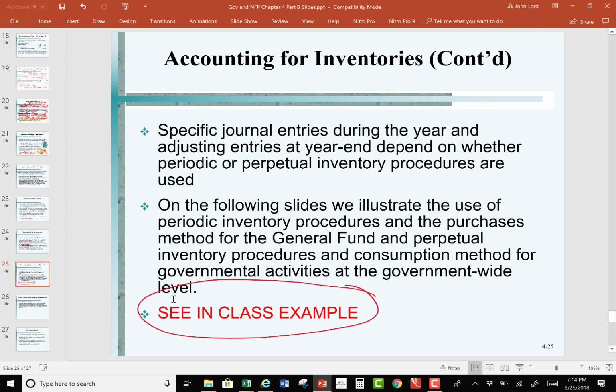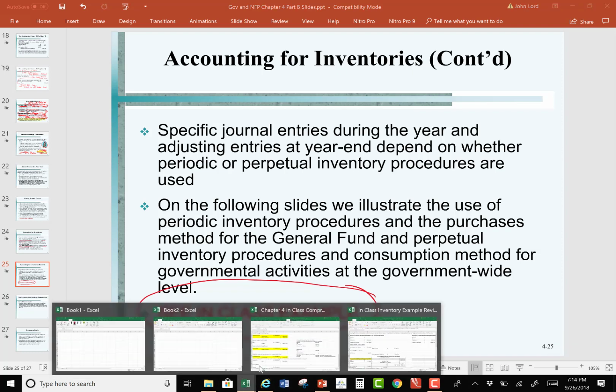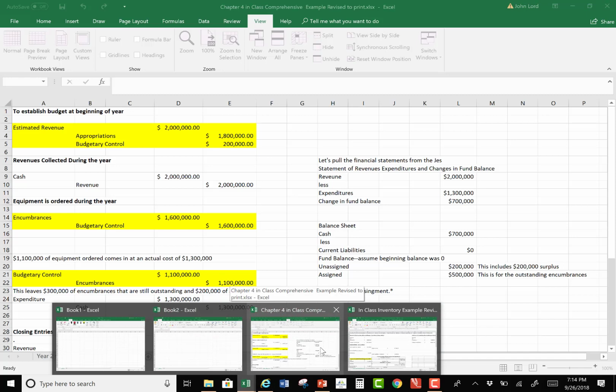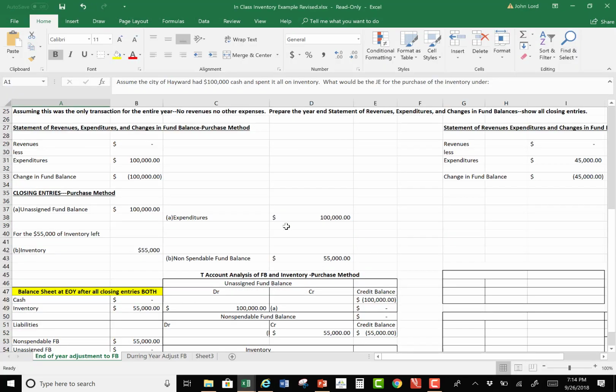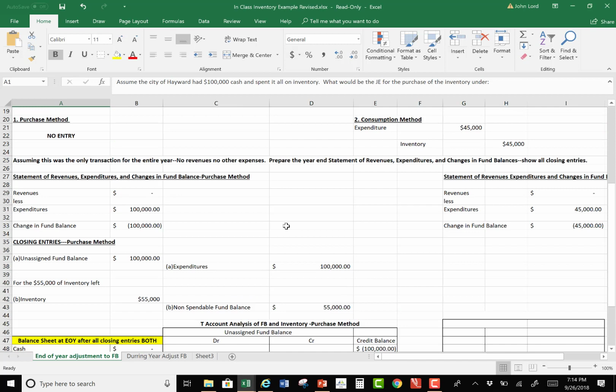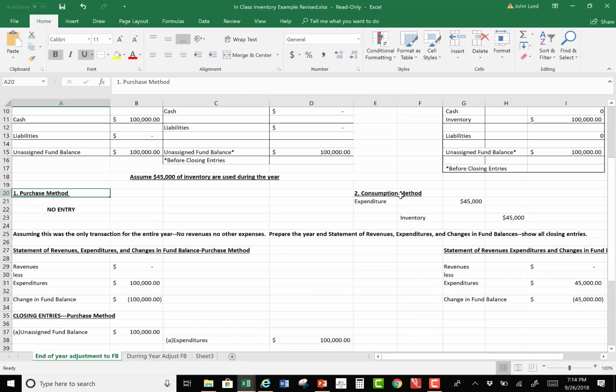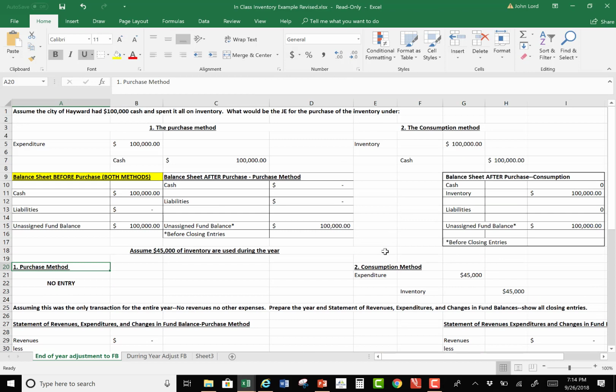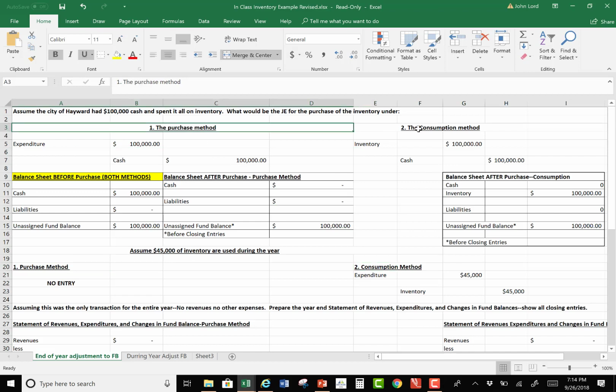Now you come over and you take a look at the specific transactions and journal entries, and rather than read through and try to explain to you the horrible example that the book had for us, I'm going to show you this example right here, which is on Canvas. The same example is on Canvas, but I have it up here on the screen right now. We have the two methods, the purchase method and the consumption method. With me so far? You see the two methods here?